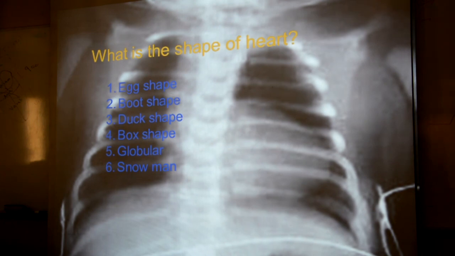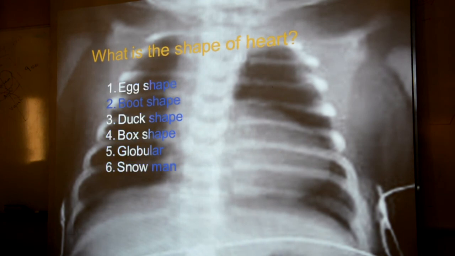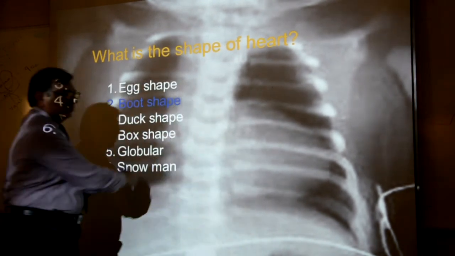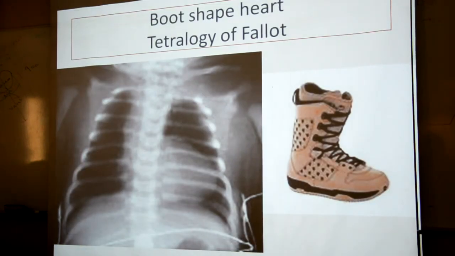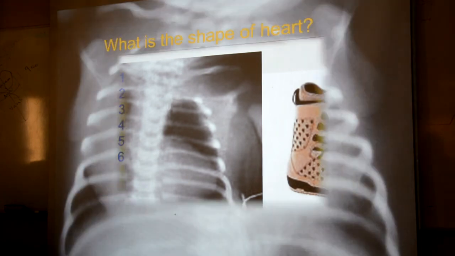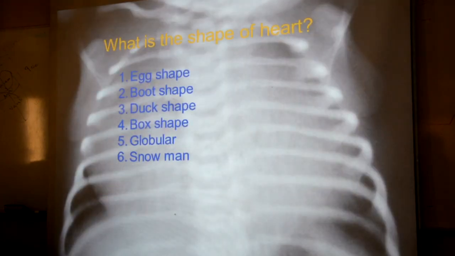Among all these shapes, which shape does this suggest? Is it suggesting egg shape, boot shape, duck shape, box shape, globular? Egg shape, any other idea? Boot shape, okay, let's see here, it looks to be a boot. So, boot shape suggests a pathology, a congenital anomaly. You can confirm by other investigations, okay, is it resembling a boot or not?